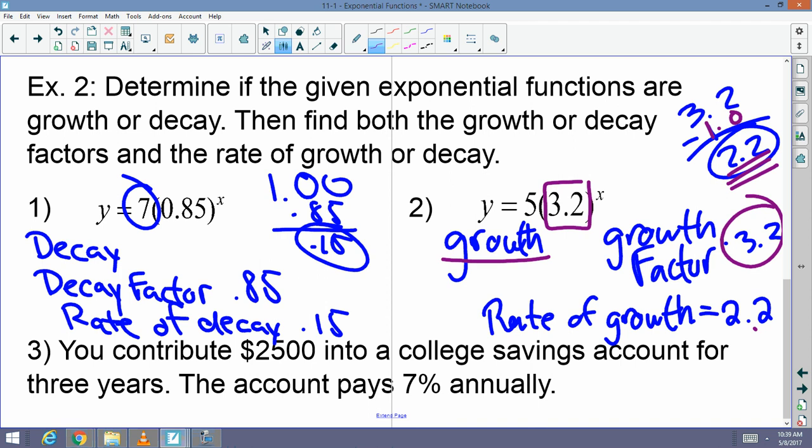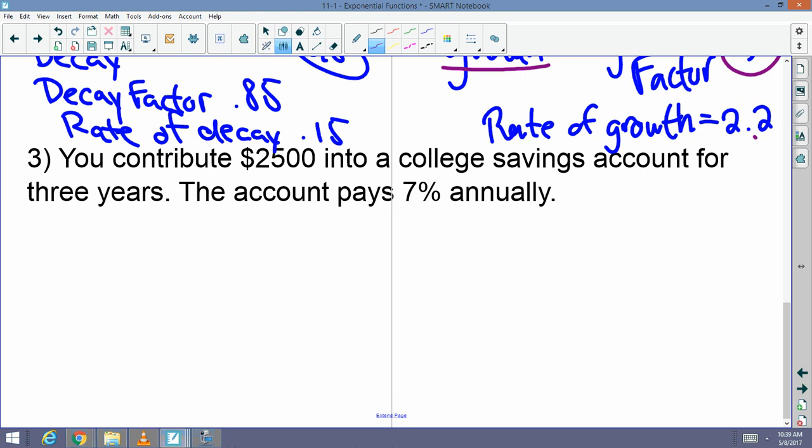Thank you. So now, you contribute $2,500 into a college savings account for 3 years. The account pays 7% annually. How would you set this up? Y, which is the amount that you're going to have at the end of all this, equals my original amount, 2,500. That's my A. Good job.